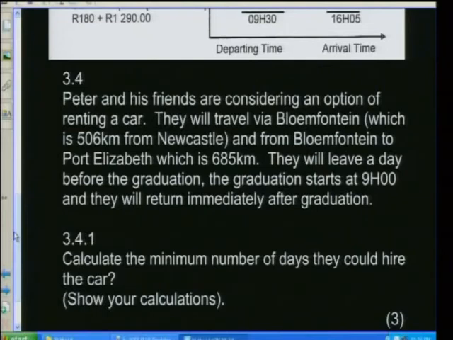Peter and his friends are considering an option of renting a car. They will travel via Bloemfontein, which is 506 kilometers from Newcastle. Remember, they were leaving from Newcastle and going through to Port Elizabeth. So they're going via Bloemfontein, and we know that's 506 kilometers. Bloemfontein to Port Elizabeth is 685 kilometers. They're going to leave a day before the graduation. The graduation starts at 9 o'clock in the morning, and they're going to return immediately after graduation.